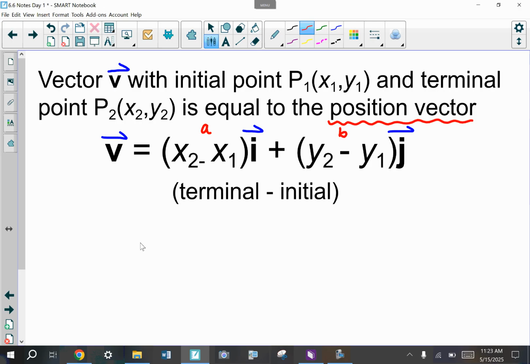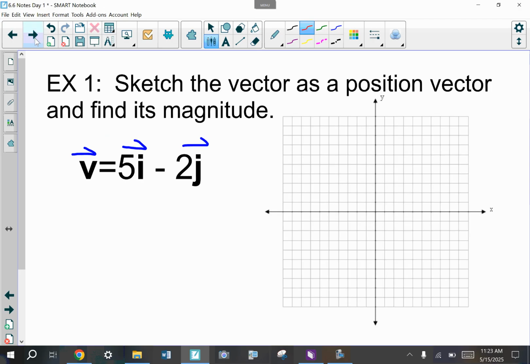Okay, so what we're going to do next is talk about how we write a position vector. Before that, I forgot, we're going to sketch it. Go ahead, example 1. I don't know that you need the directions. Maybe write the word sketch, but it wants us to sketch the vector as a position vector. Where does a position vector start? 0, 0, and find its magnitude. So you're going to make an xy coordinate plane. We want to have vector v equals 5 vector i minus 2 vector j.